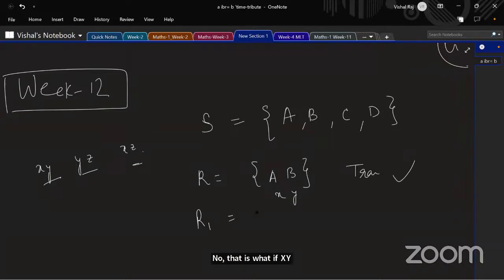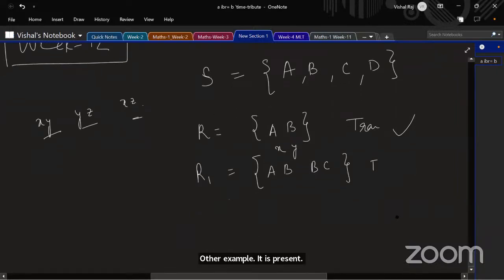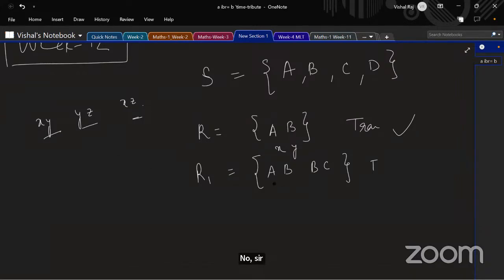Other example, R1. If AB is present, BC is present. Is this a transitive relation? No, sir. AC is not present. See, what did I say?